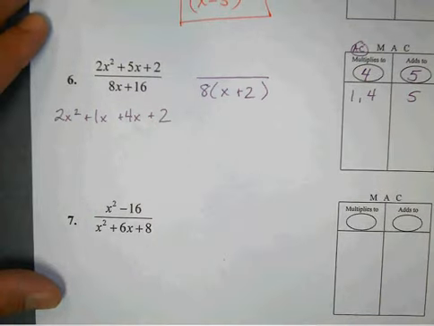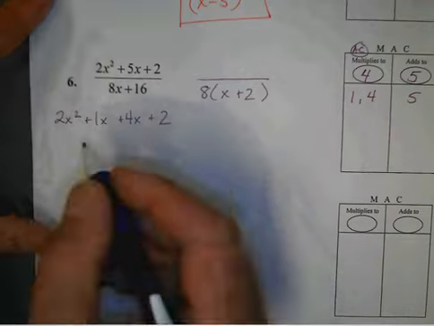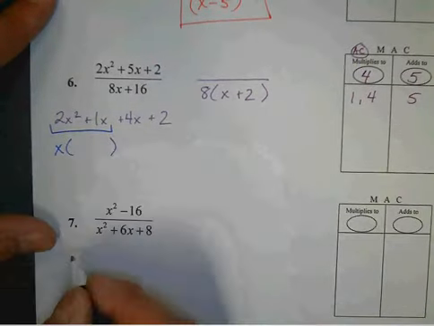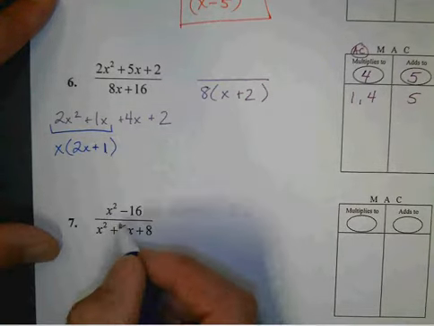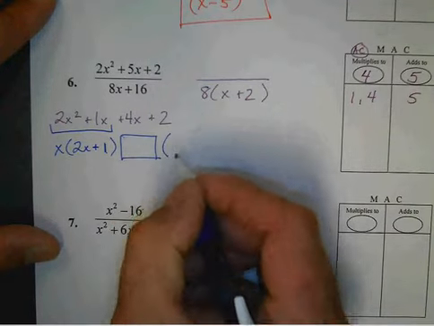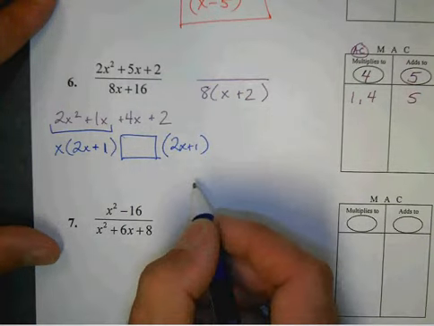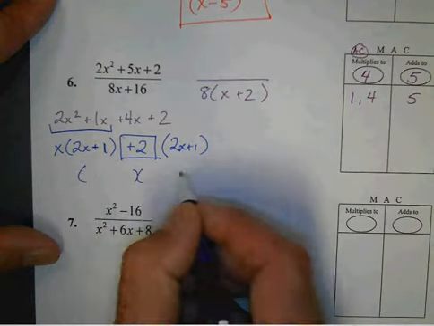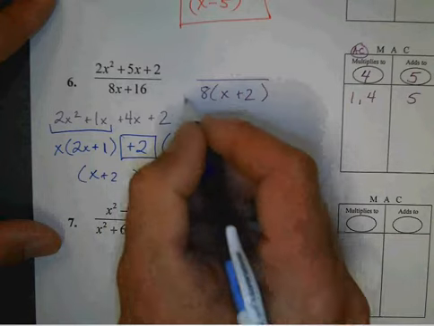Who feels comfortable or remembers how to do these? All right, Jalan, go ahead. X goes to the... What's left? 2x plus 1. Then what? Then do a box. 2x plus 1. Okay, the same thing goes at the back end, okay? And then 2. Positive 2. So what are my factors? X plus 2 and 2x plus 1. So that was our little side work.